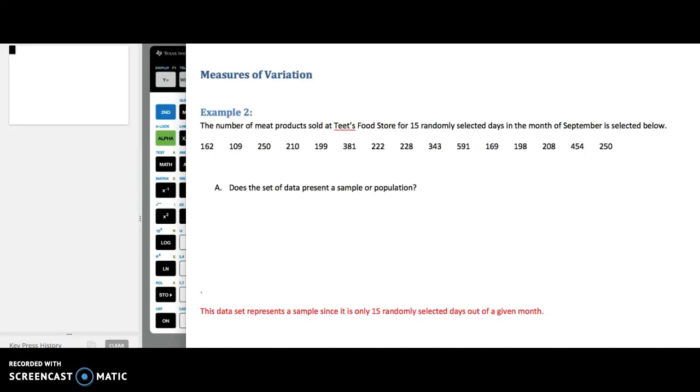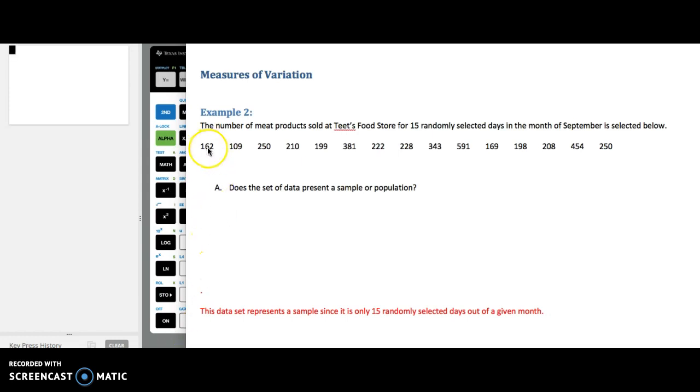So here is another video discussing measures of variation. In this video, I'm also going to take a moment to discuss measures of center, which was learned in the previous section. The number of meat products sold at Teats Food Store for 15 randomly selected days in the month of September is listed below.